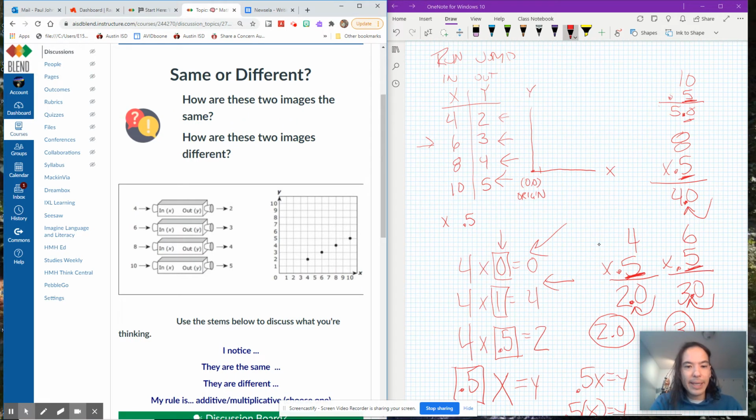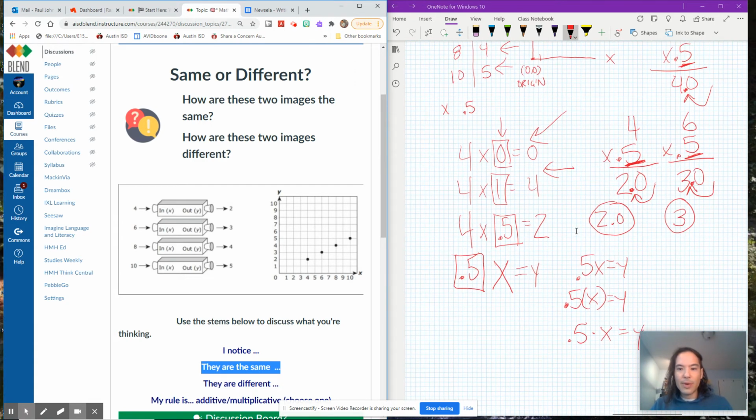Next one, 8 input. 1, 2, 3, 4, 5, 6, 7, 8. Run on my x. And then jump 1, 2, 3, 4 on my y. There's that point. All right, on this one, I'm going to run 10, jump 5. There's the point. So we just found out this table matches this graph. So that's going to be pretty good, for they are the same.